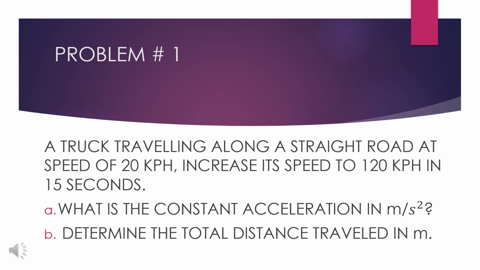For problem number 1, we have a truck traveling along a straight road at speed of 20 kilometers per hour. Increase its speed to 120 kilometers per hour in 15 seconds. Letter A. What is the constant acceleration in meter per second squared? Letter B. Determine the total distance traveled.